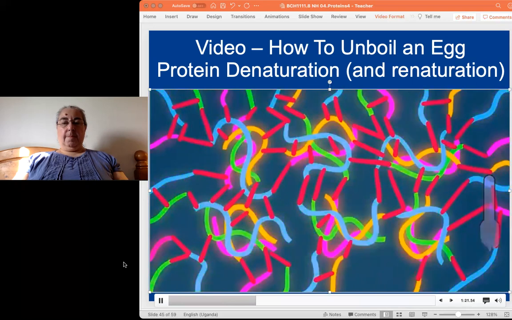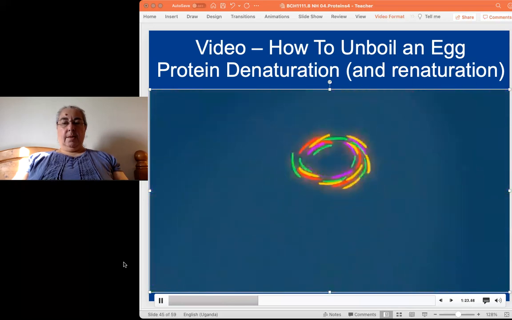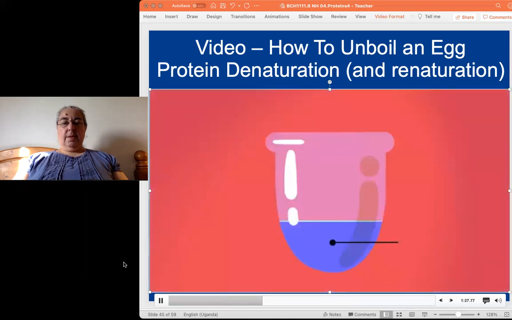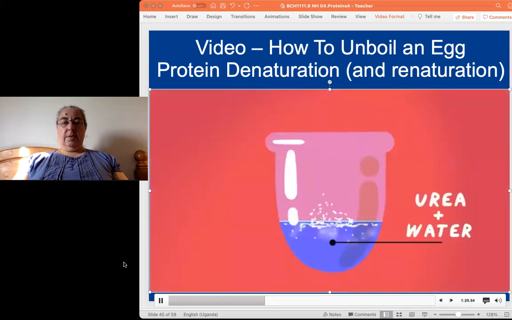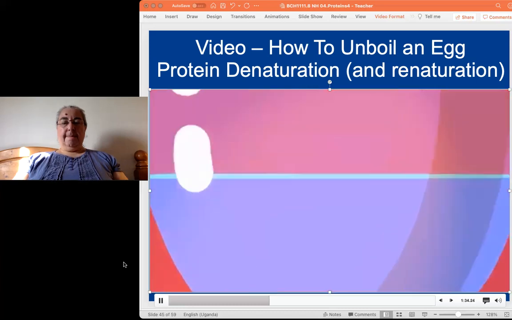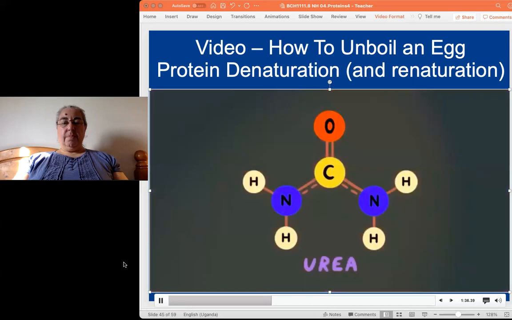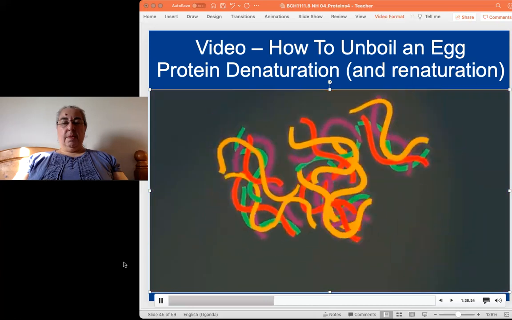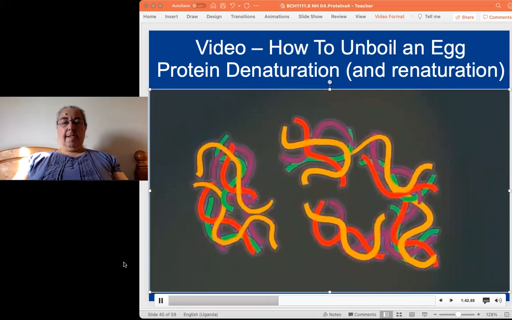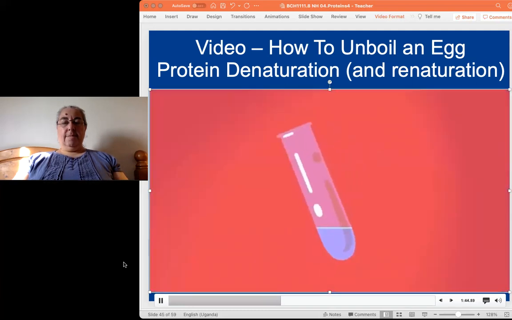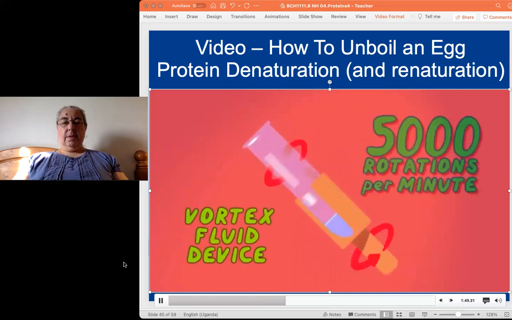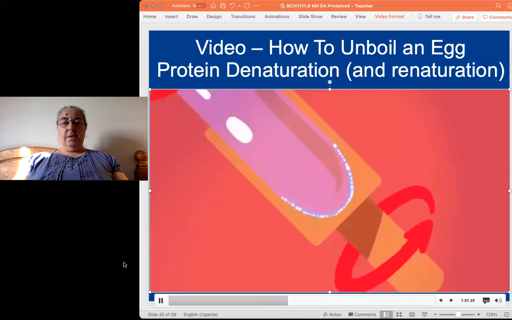So here's the trick. Spin them around ridiculously fast. I'm not kidding. Here's how it works. First, scientists dissolve boiled egg whites in water with a chemical called urea, a small molecule that acts as a lubricant, coating the protein's long strands and making it easier for them to glide past each other. Then, they spin that solution in a glass tube at a breakneck 5,000 rotations per minute, making the solution spread out into a thin film.